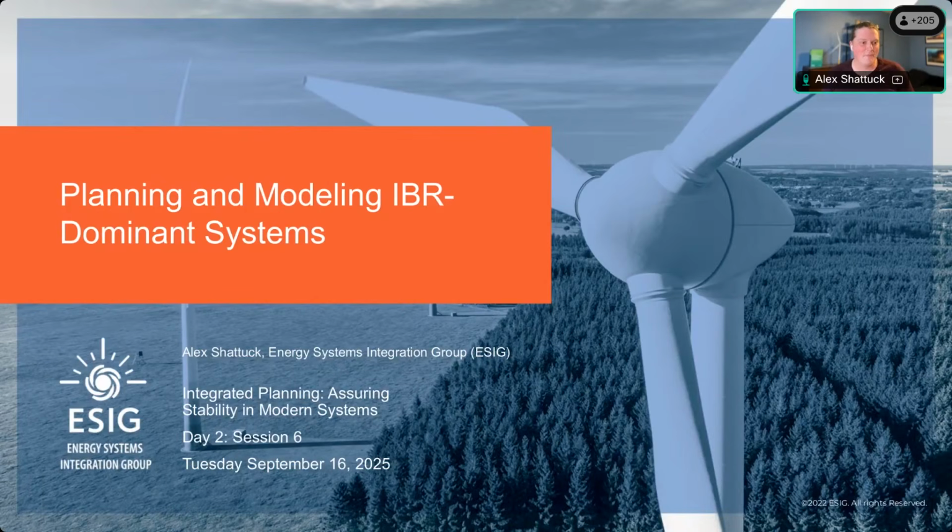But all right. So what I'll cover today for the next 44 minutes, if we're lucky, is planning and modeling IBR dominant systems. My name is Alex Shattuck, and I'm the Director of Grid Transformation at ESIG, the Energy Systems Integration Group.